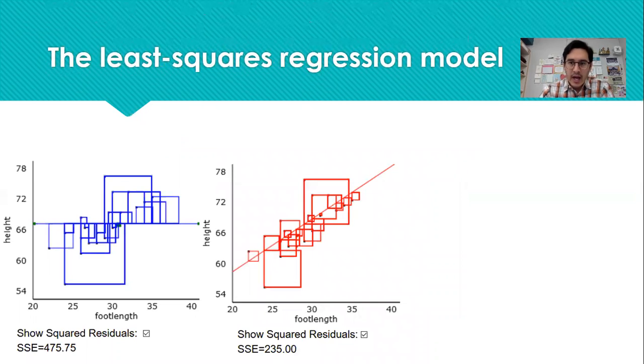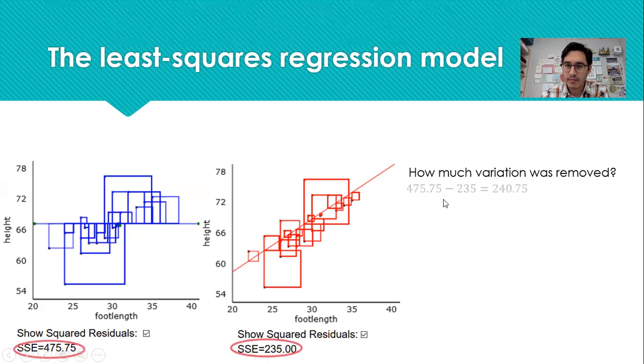Now I want to look at, how good is this regression line? Another way of asking that is, how much variation did it actually remove? If I start with the blue graph as a baseline, that's just a horizontal line. In fact, that horizontal line is positioned at the average height for the data set. I know I started with about 475 units worth of variation. And then the red graph shows us the line of best fit, where we were able to reduce the variation down to about 235 units.